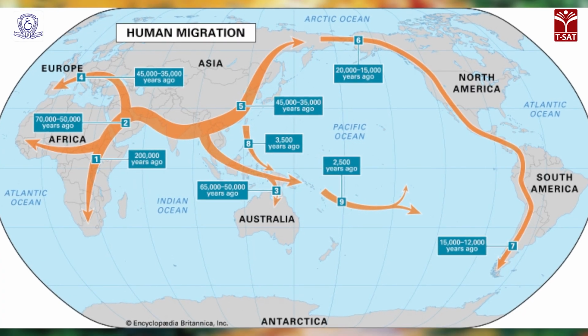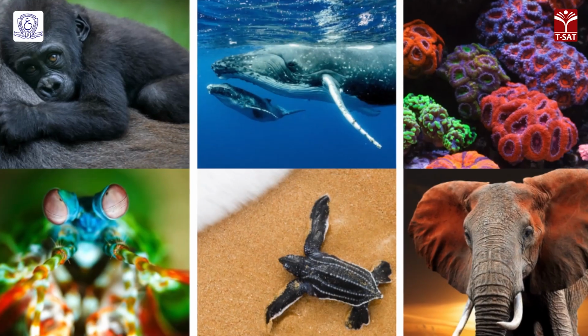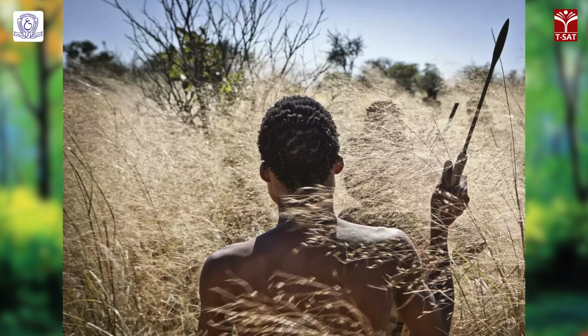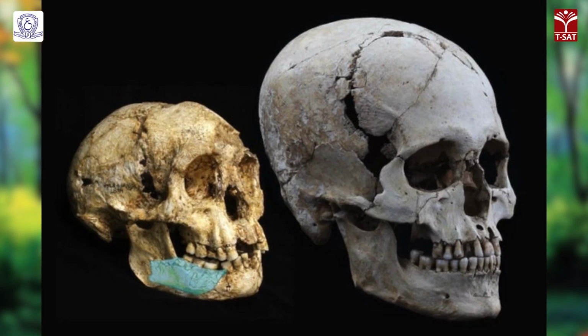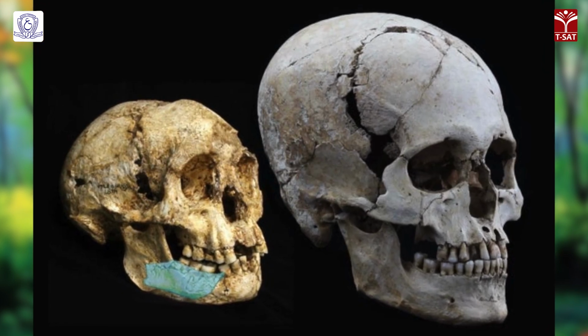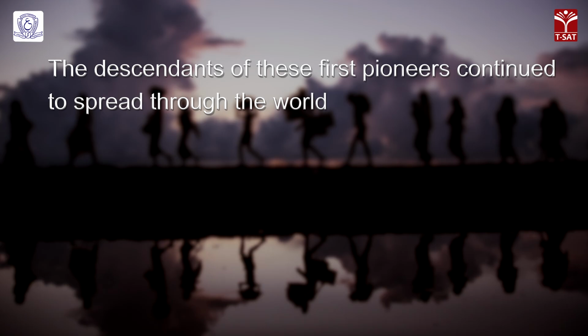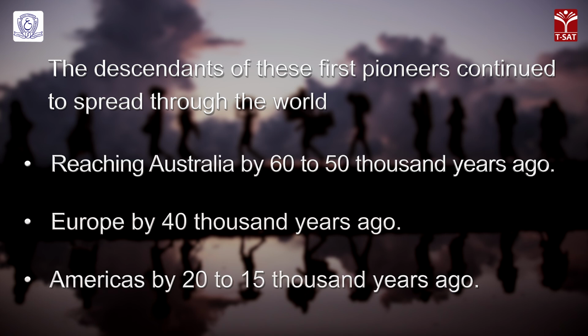Extensive human migration has a long history. Our species Homo sapiens evolved in East Africa about 2 lakh years ago. The earliest modern human fossils found outside of Africa are about 1 lakh years old. The descendants of these first pioneers continued to spread through the world, reaching Australia by 60 to 50,000 years ago, Europe by 40,000 years ago, and Americas by 20 to 15,000 years ago.